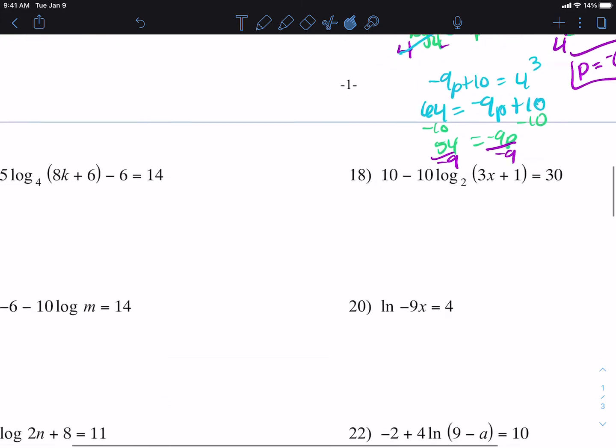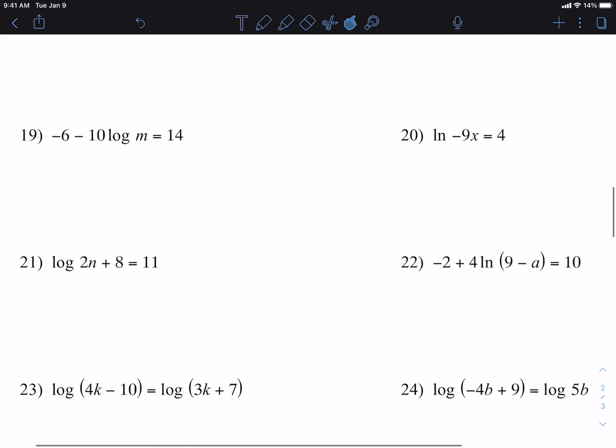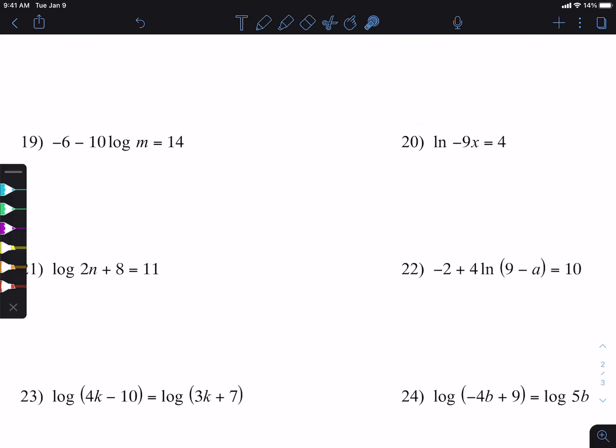Now we can also have things with our special bases, right? So if we look at this one here, notice on this one, the log ends after the variable or with the parentheses. So that plus 8 is outside the parentheses, or outside the log. Our parentheses are really unsaid right here. Okay? So that means I have to subtract the 8 first, since it's outside the log. So then we're going to do 11 minus 8, which gives us 3. So we have log of 2n equals 3.